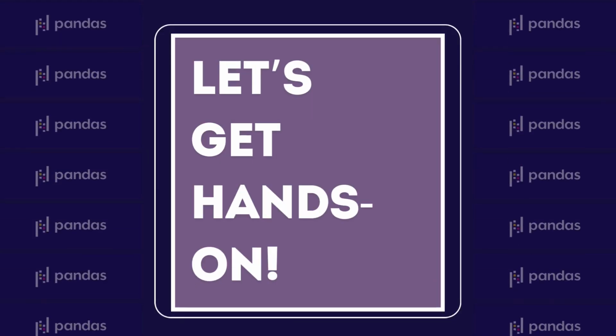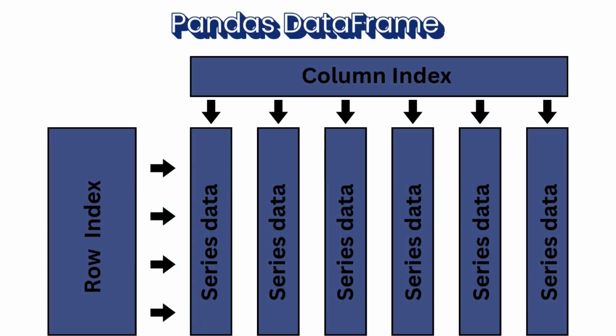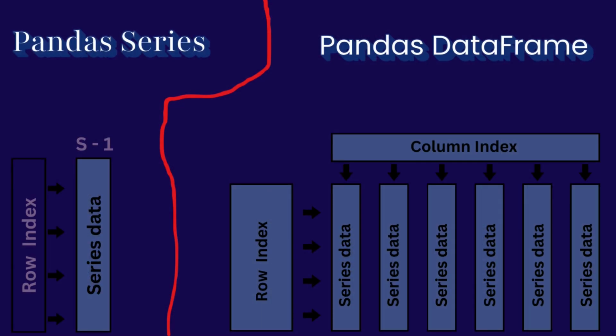Let's get started. In our previous video, we covered the Pandas series, which we said is a one-dimensional data structure similar to a single column in an Excel spreadsheet. A Pandas data frame, on the other hand, is two-dimensional, meaning it consists of rows and columns, like an entire Excel spreadsheet. So if a series is a single column, then a data frame is a table made up of multiple columns. This means a data frame is a collection of series objects that share the same row index.